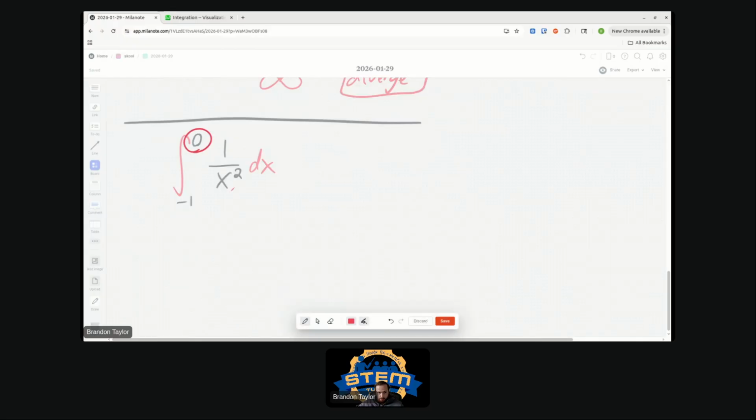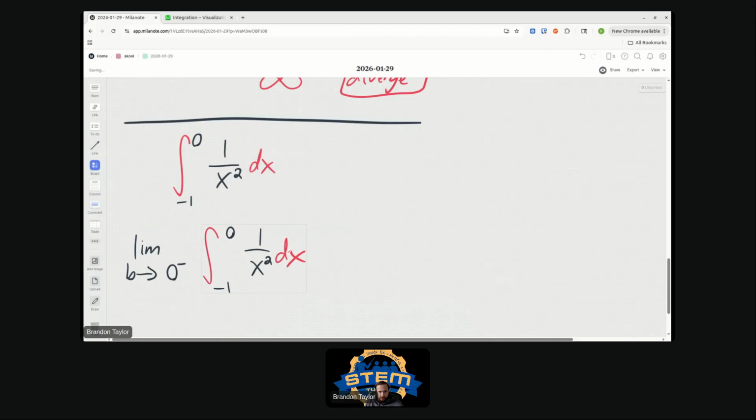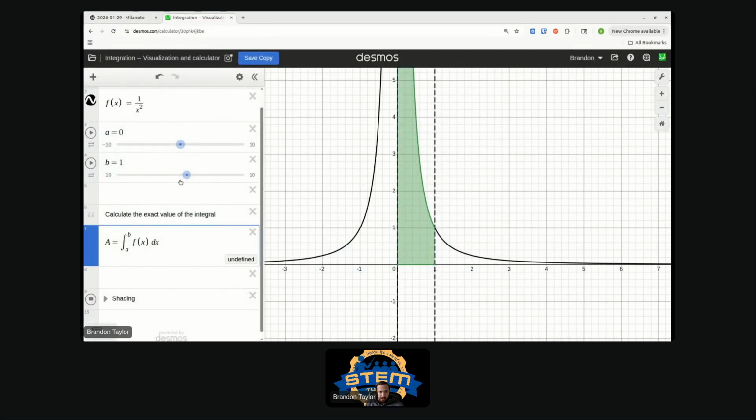Basically, again, here's the problem point. So we need to replace that. So it's going to be limit as b approaches 0 from the left, and then the integral from -1 to b of 1 over x squared dx. I won't work it through the rest of the way. It'll turn out essentially the same way. But you can see that if we set a to -1 and then b to 0, that's a problem.